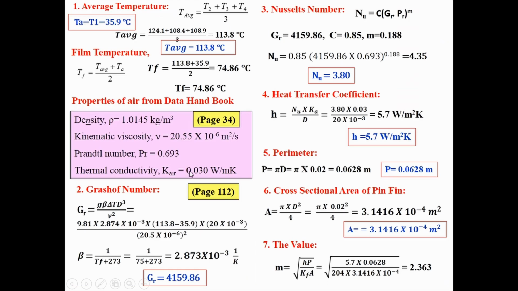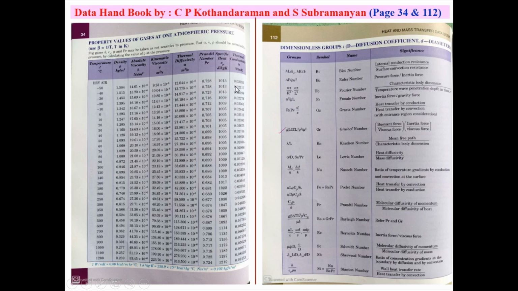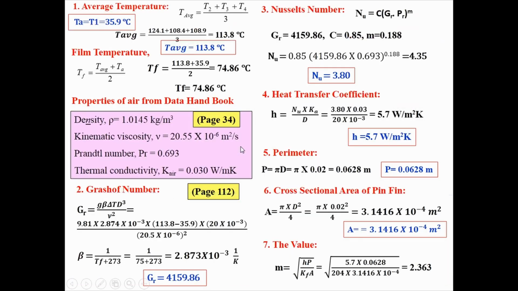Then thermal conductivity of the air is here. You can see the thermal conductivity of the air at 75 degrees Celsius. I have noted here, that is 0.030 watt per meter Kelvin. Okay. After this, you have to calculate the Grashof number. What is Grashof number? You can open page number 112 from your data handbook. So you will get the equation for the Grashof number.